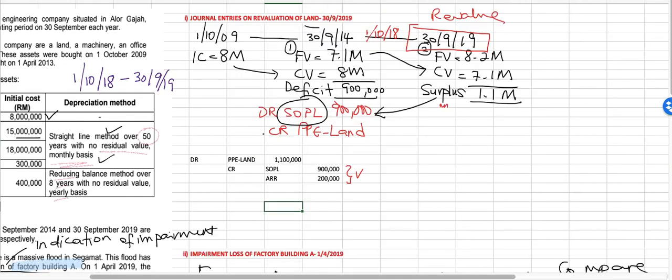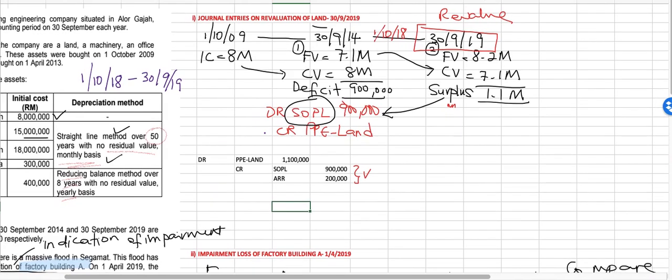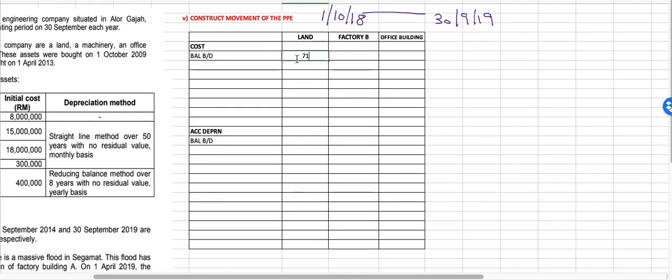If we look at our workings on land, just focus on 1st October 18 up to 30th September 19. At the opening date, previously you have this value of the asset. You revalued the land in 2014. The fair value is 7.1 million, so this is the amount that you carry to the following years. This 7.1 million will appear here. Of course the land is not depreciated, there is no accumulated depreciation for the land.